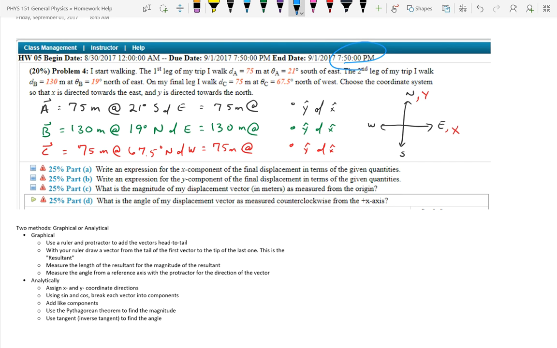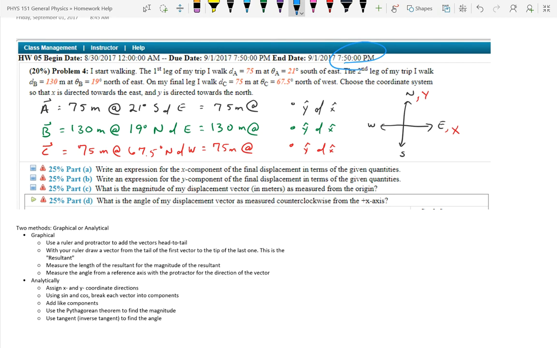So we have a person taking a stroll. It's a short stroll. And the numbers that I had are different than what you'll have. Goes 75 meters at an angle of 21 degrees south of east. Then 130 meters at an angle of 19 degrees north of east.